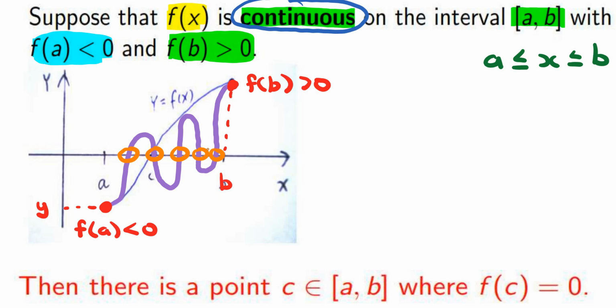But the intermediate value theorem states that if you have an x value here that gives you your y value to be less than 0, and if you have your y value at this other endpoint, which is greater than 0, and if you have a continuous function, then you must have at least one x-intercept in that domain, which is from A to B.